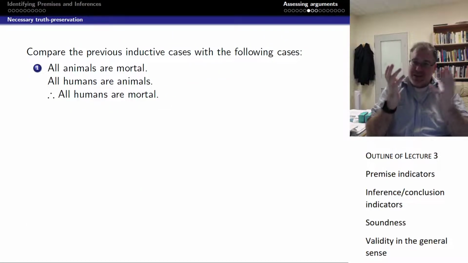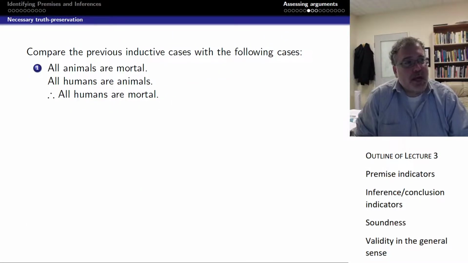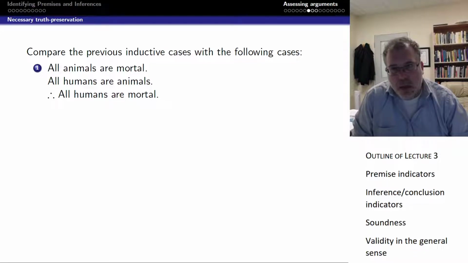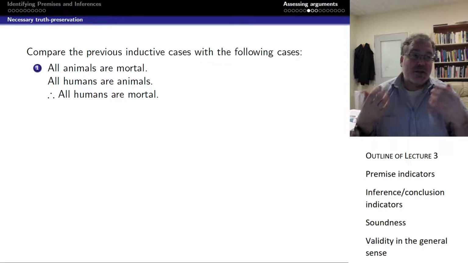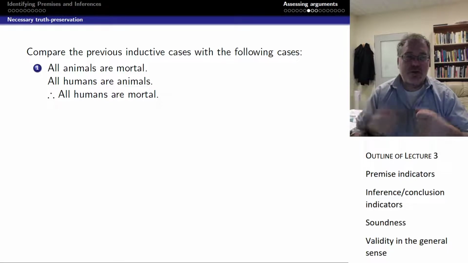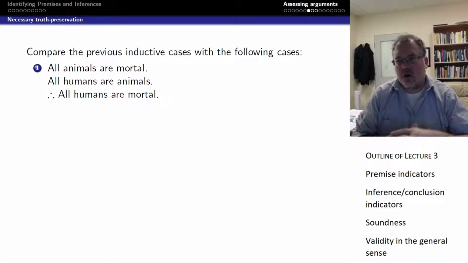So just to see the contrast, let's compare those two arguments with one that we've already seen. All animals are mortal. All humans are animals, therefore all humans are mortal. Here, if both premises are true, it's absolutely guaranteed that the conclusion is true as well, right? No questions.